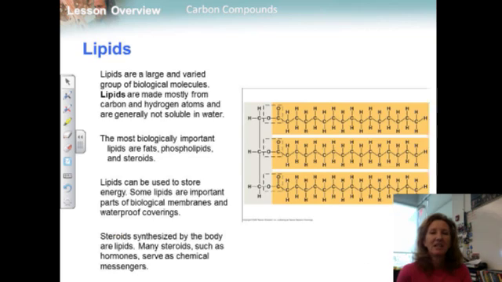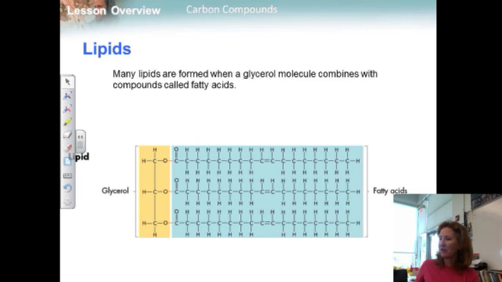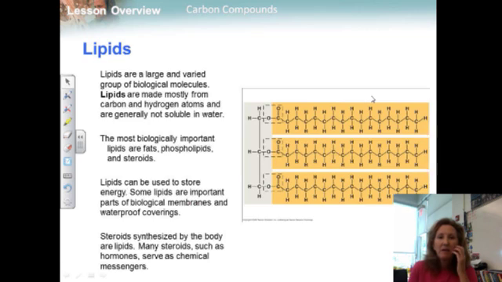Moving on to lipids. Lipids are a large and varied group of biological molecules. Lipids are made mostly from carbon and hydrogen atoms and are generally not soluble in water. Lipids are hydrophobic because they consist mostly of hydrocarbons, which form non-polar covalent bonds. Remember, water is polar. Something that's non-polar is hydrophobic. The most biologically important lipids are fats, phospholipids, and steroids.